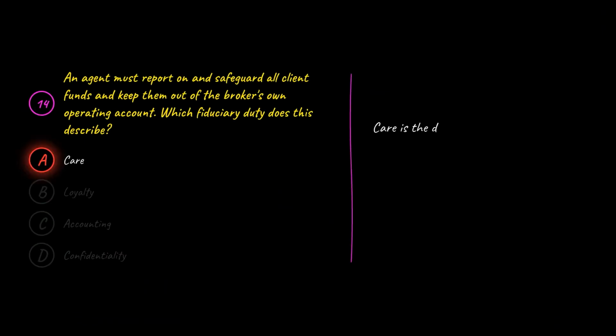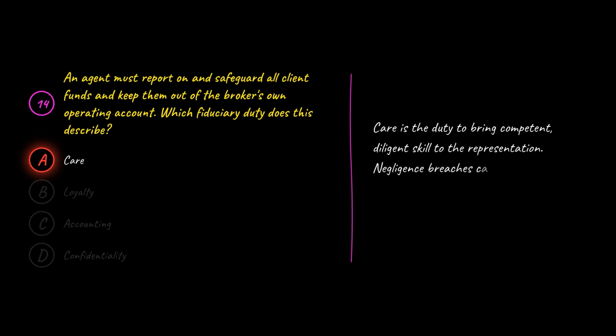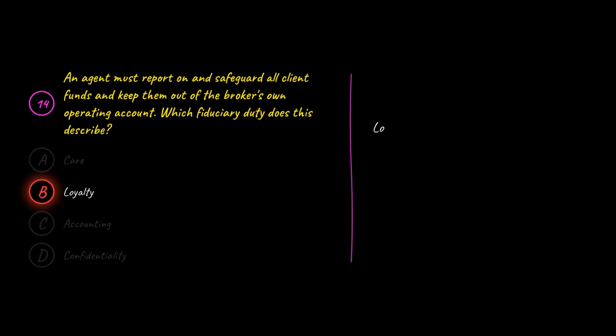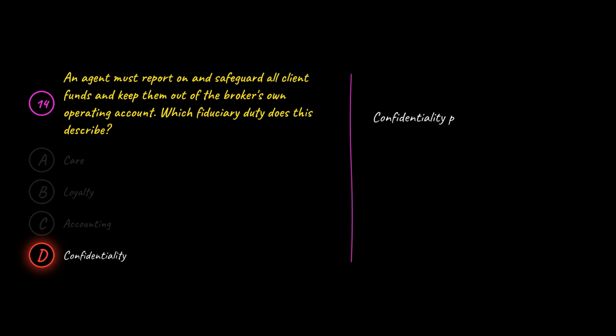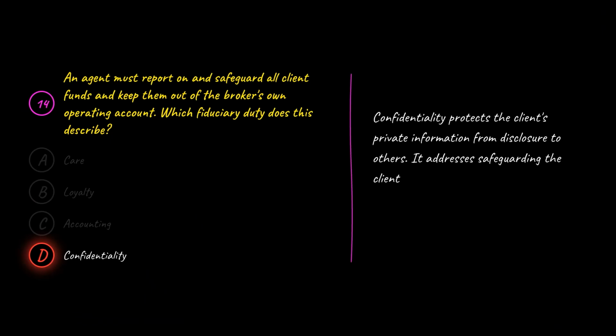A is wrong because care is the duty to bring competent, diligent skill to the representation. Negligence breaches care, but handling and reporting client money falls under accounting. B is wrong because loyalty requires favoring the client's interest over others. While misusing funds can also offend loyalty, the specific duty to track and segregate money is accounting. D is wrong because confidentiality protects the client's private information from disclosure to others. It addresses safeguarding the client's secrets and negotiating strategy, not the safekeeping, segregation, and reporting of money received.